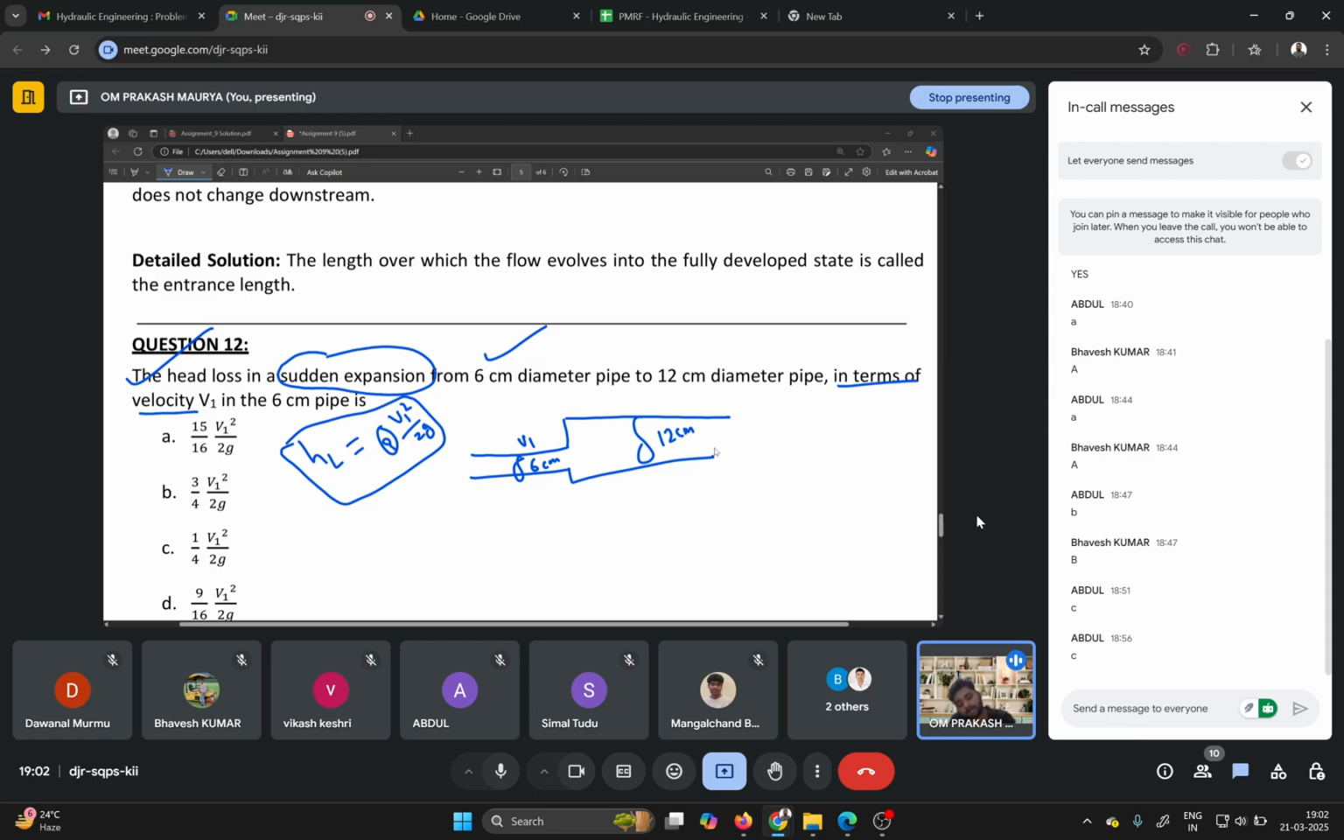After this question, we have another set of questions from 2023 NPTEL hydraulic engineering, so we'll solve that also. But first, you try to write your answer for question number 12. First of all, you need to know the formula for the head loss due to sudden expansion. If you know the formula, you can easily write the answer to this question number 12.